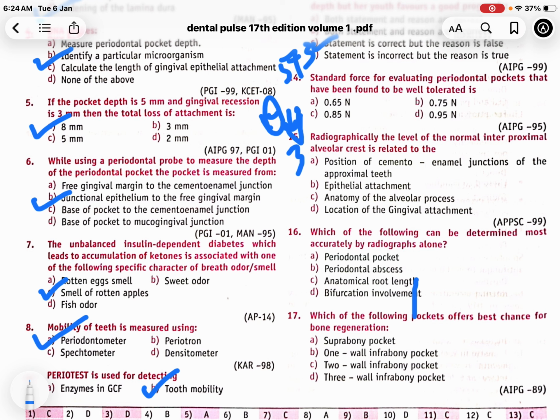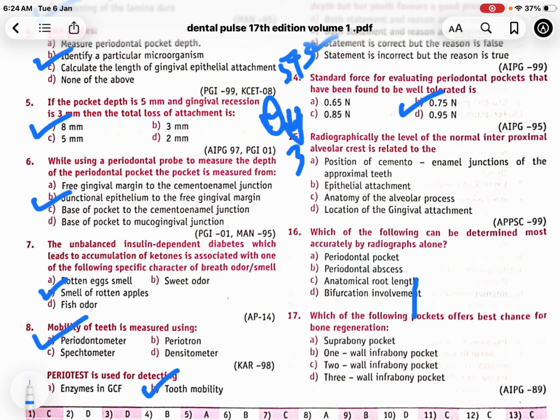If you're not getting anything or you are getting any problem and you are stuck on any question, just comment down. Okay. Now 14th, a standard force for evaluating periodontal pockets that has been found to be well tolerated is 0.75 Newton. Okay.